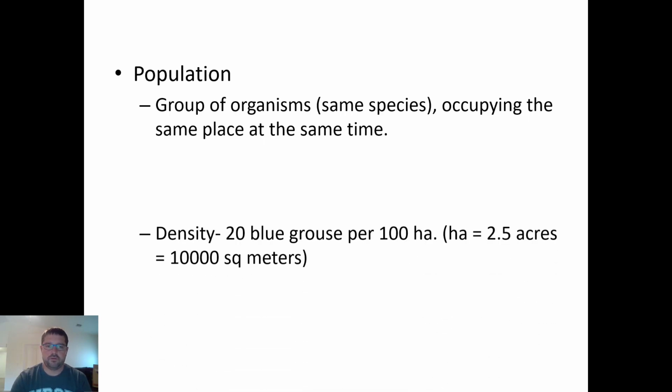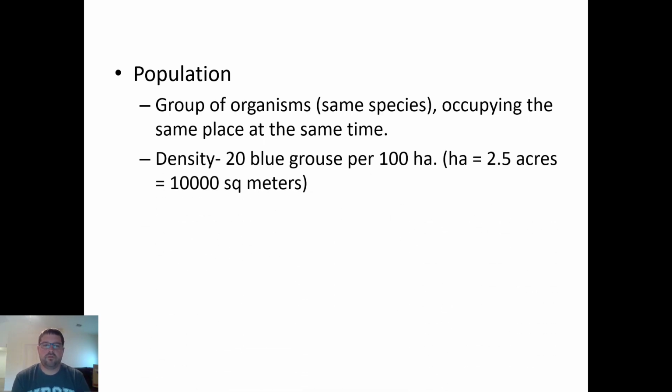Okay, so density plays a large role in population. So we're often interested not just in the number of individuals, but how densely are they packed in a given environment. So density like 20 blue geese, okay, or 20 blue grouse, or 20 blue herons. It doesn't really matter what the organism is.